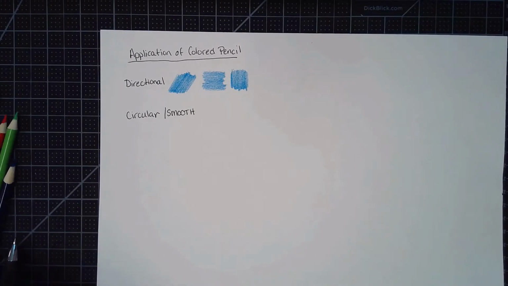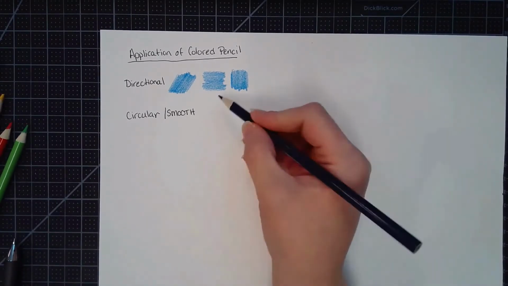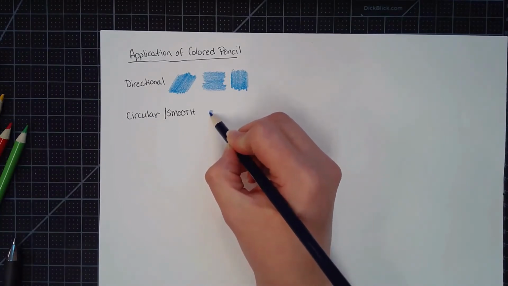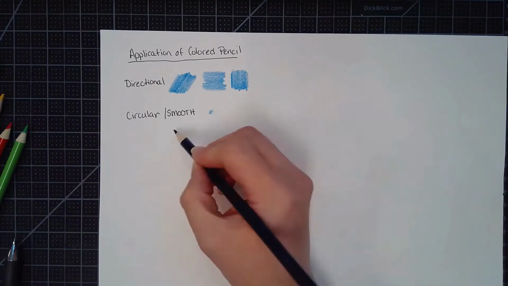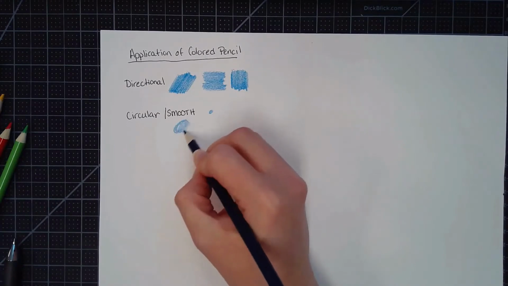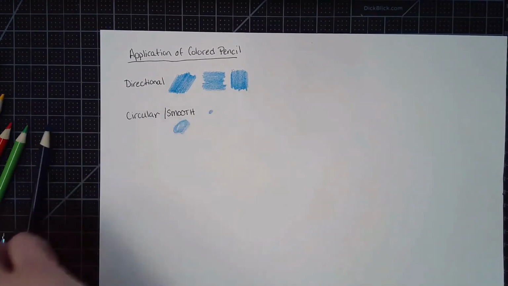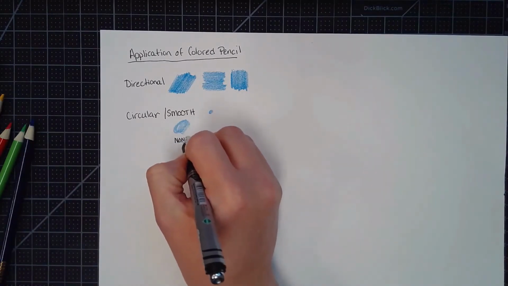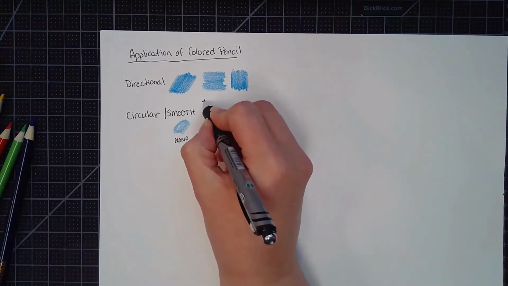So circular or smooth shading is taking our colored pencil and moving the tip in a circular motion. And I'm not moving it too wide. I don't want to create large circles like this. Okay, so I want to keep them on the smaller side. So larger ones are a no-no. We want to go for more of this small movement.